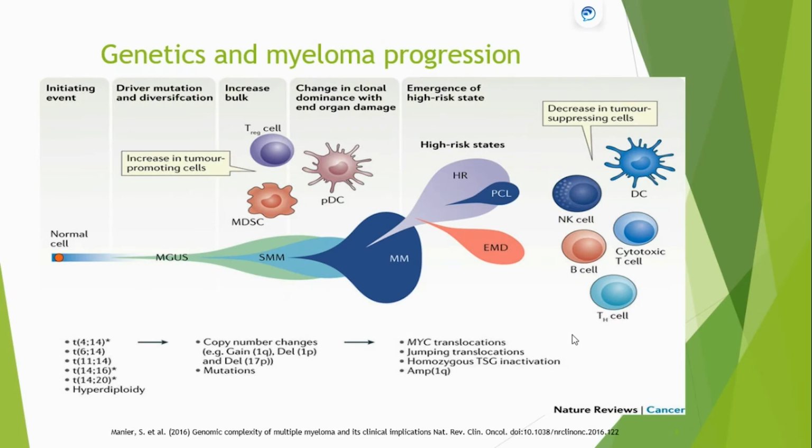Then the tumor can actually, so that's the MGUS level. As you move towards smoldering myeloma, now the bulk of the tumor increases. So the tumoral cells actually increase in population. They do so by reaction with the immune system of the body.